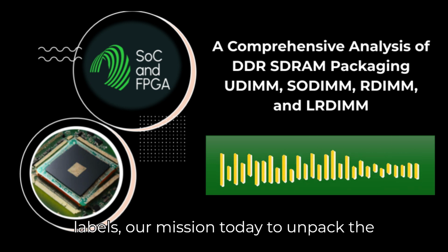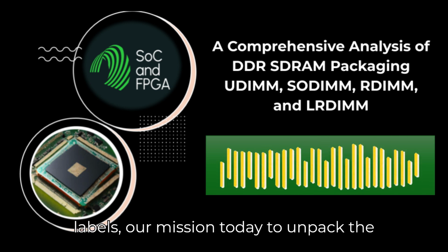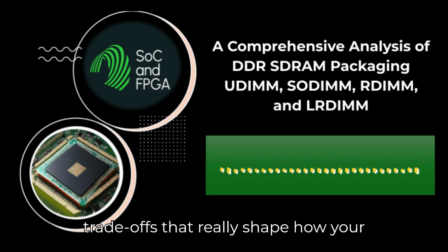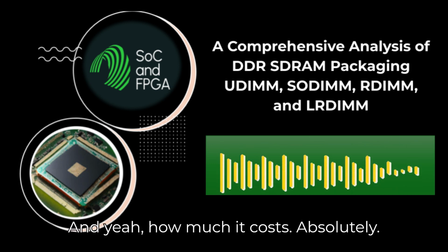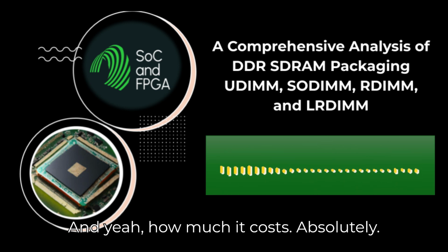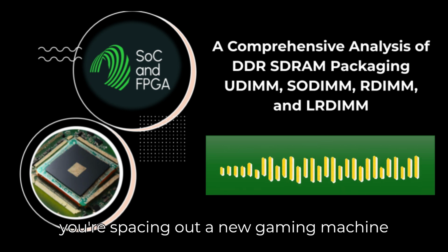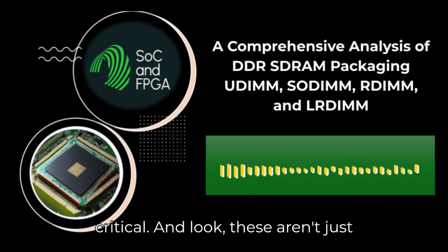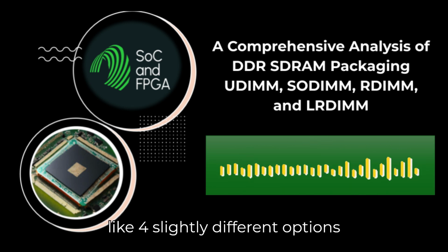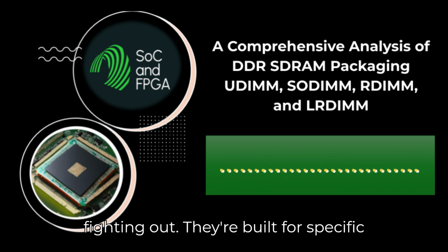We're going beyond the labels. Our mission today is to unpack the engineering decisions behind these, the trade-offs that really shape how your system performs, how much it can grow, and, yeah, how much it costs. Absolutely. And this stuff matters, whether you're specing out a new gaming machine or a huge server for the cloud. It's critical. And look, these aren't just four slightly different options fighting it out. They're built for specific jobs.